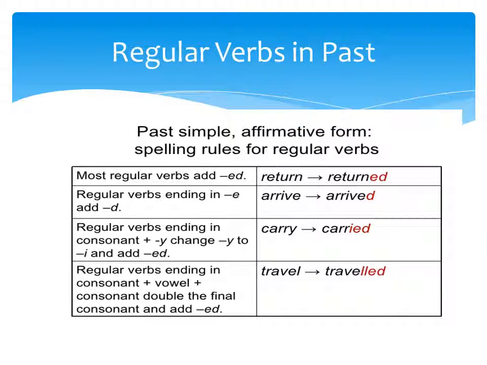As we know in English, verbs can be classified as regular verbs or irregular verbs. In the past tense, the regular verbs are really easy to use, and these are the rules that you can apply in order to change the verbs into the past tense. For most regular verbs, just add ed. Example, return, returned. If the regular verb ends in E, just add D.